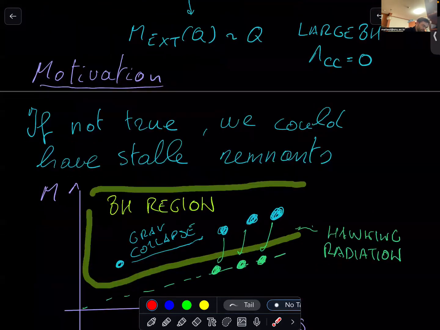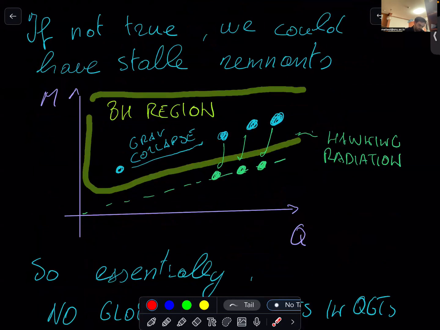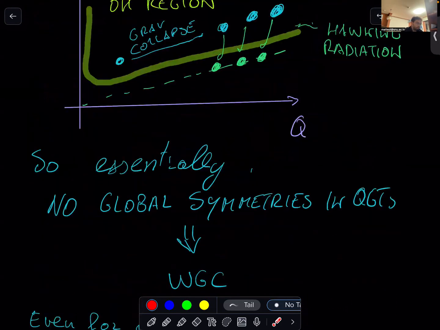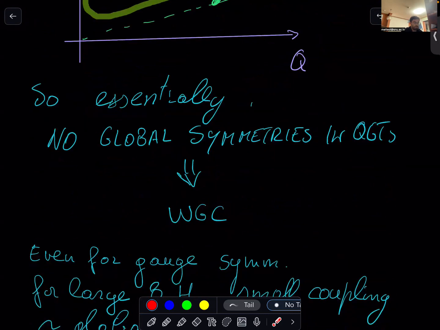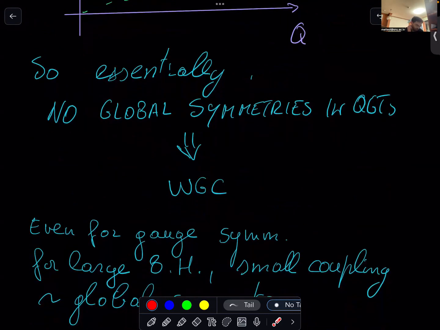The motivation, of course, is something that should be very familiar. Hopefully this graph is somewhat intelligible. The idea is that we want black holes to decay. If that was not the case, then black holes would form remnants of higher and higher charge and mass, and that will effectively be a representation of a global symmetry. Since we can take as a principle that quantum gravity doesn't have global symmetries, that requirement should imply the weak gravity conjecture.